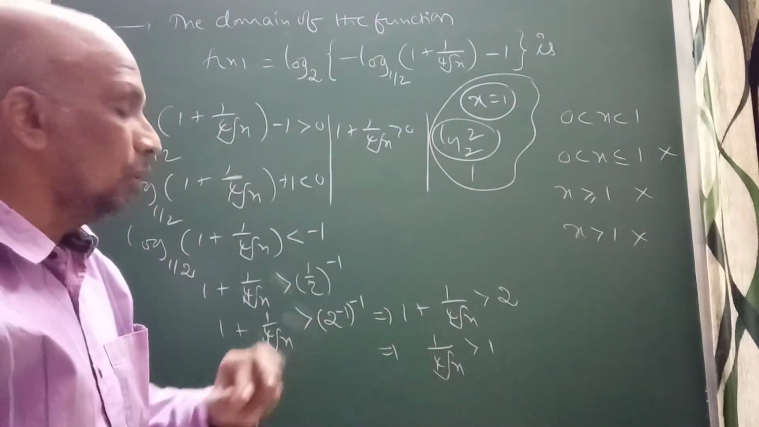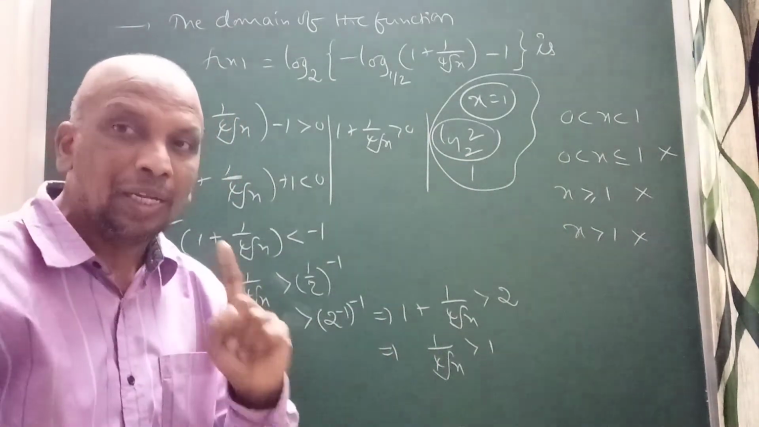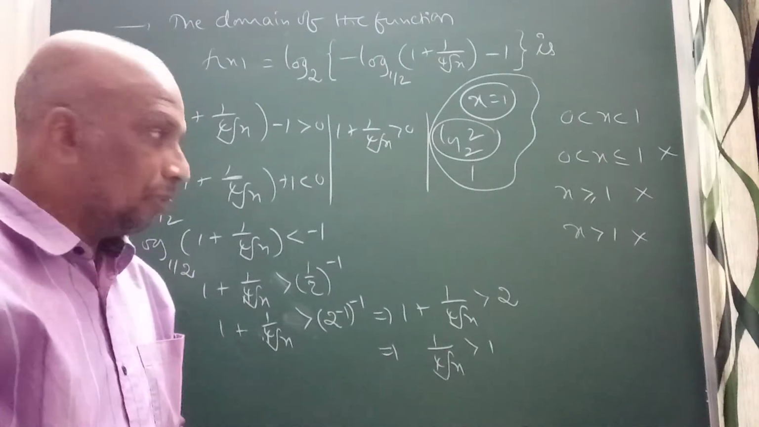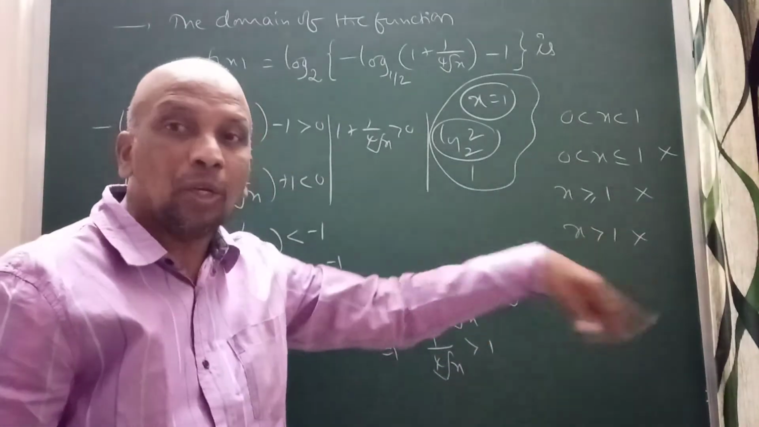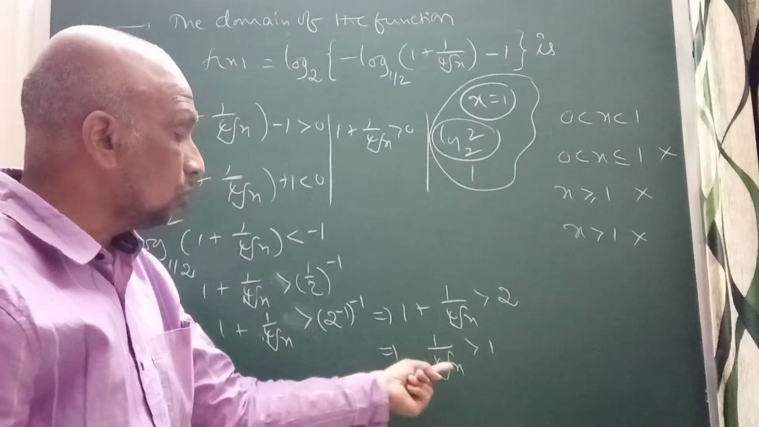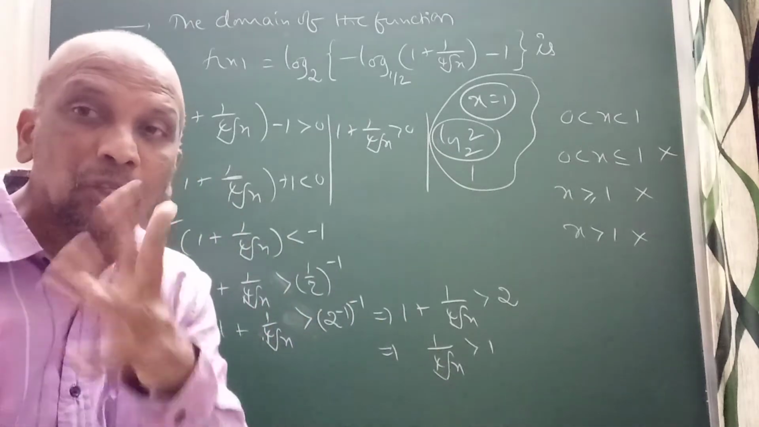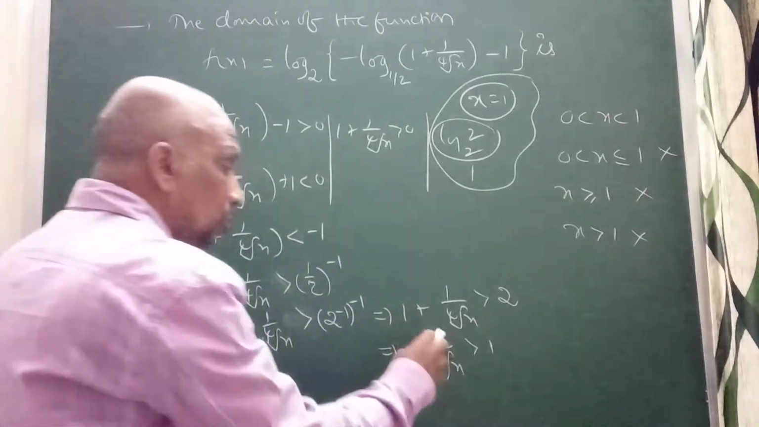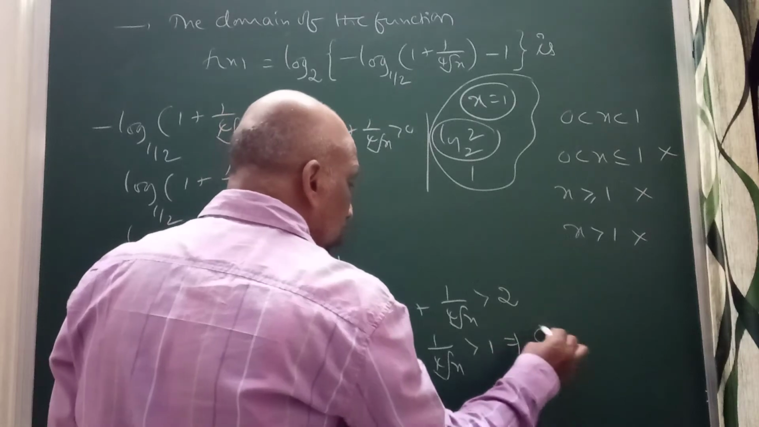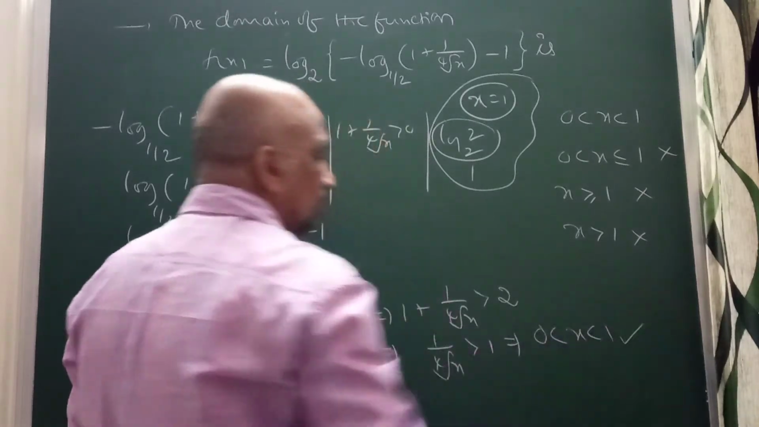So this is possible when x lies between 0 and 1. For example, if you take x equal to 16, which is more than 1, then it will come only 1 by 2 greater than 1, which is not true, right? So this will be true when 0 less than x less than 1.